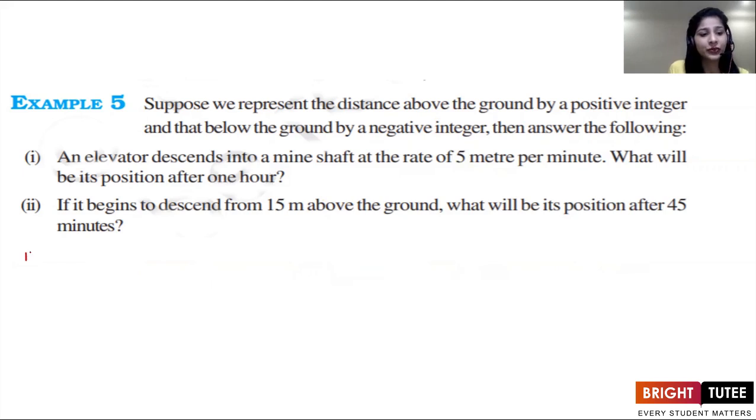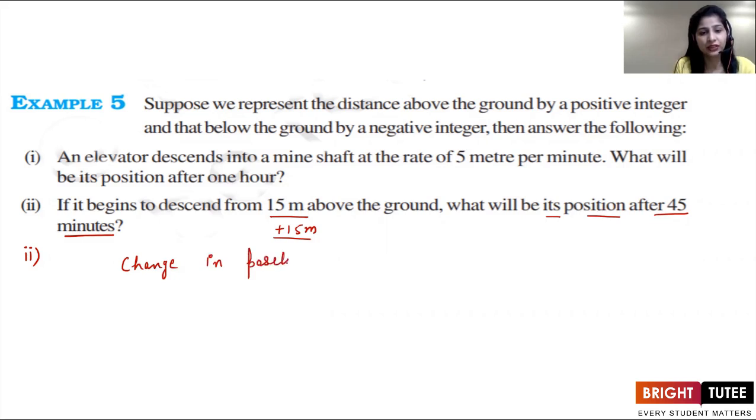In the second part of the question, it is said if it begins to descend from 15 meter above the ground, that means it's already 15 meter above the ground. So this distance is to be represented with a plus sign, or I say a positive integer. What will be its position after 45 minutes? So we are asked the position after 45 minutes. So you will write change in position of elevator after 45 minutes.